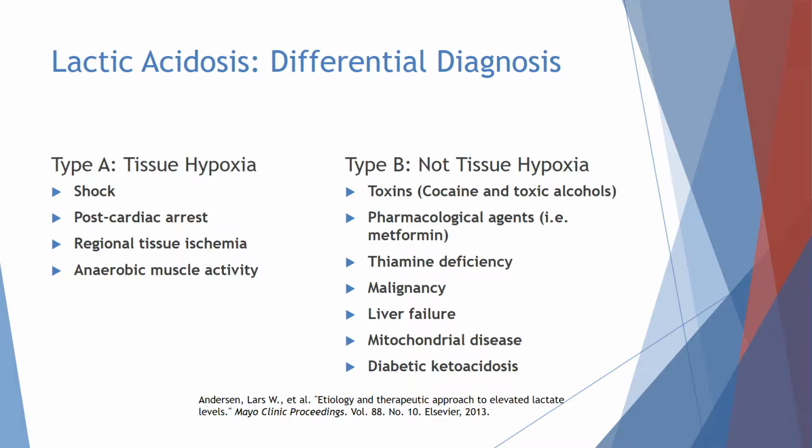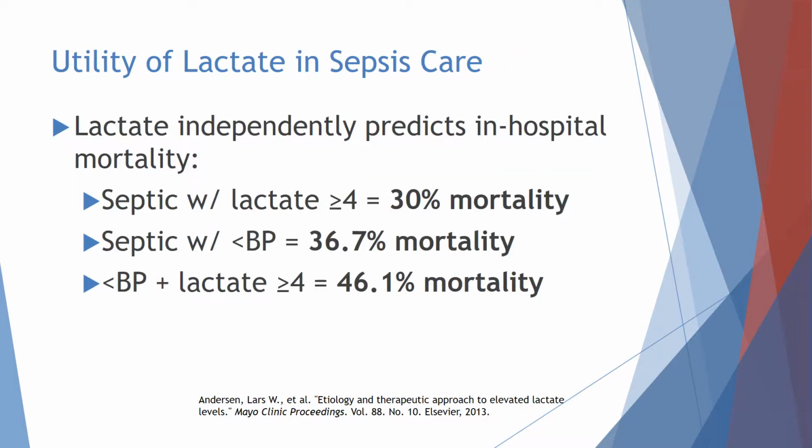There's obviously a long column B here that doesn't have to do with tissue hypoxia, things like toxins, malignancy, liver failure, diabetic ketoacidosis. It's important to know that an elevated lactate is not specific for sepsis, but it is fairly sensitive for in-hospital mortality, and that's the reason we use it. Also, shock really is the most common cause of lactic acidosis, so even though this is a very long list, remember.